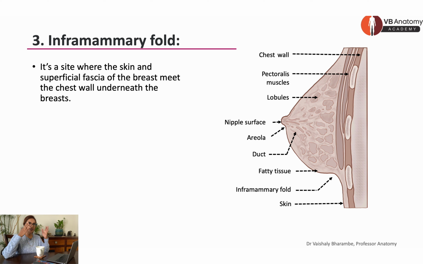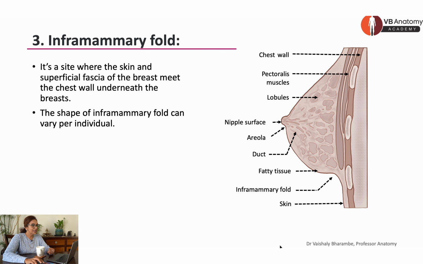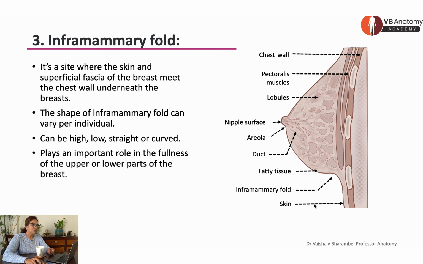The third focus must be on the inframammary fold, the point where the skin and superficial fascia of the mammary gland meets with that of the chest. Here is your inframammary fold. It can be high, it can be low, it can be straight, it can be curved. It plays an important role in the fullness of the mammary gland upper layer or the lower layer.